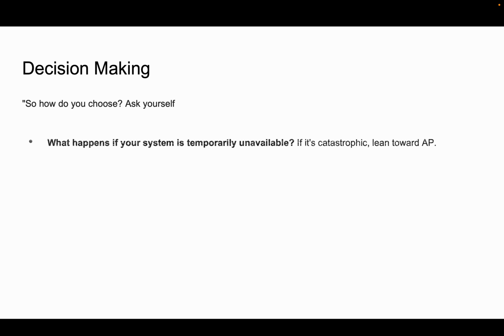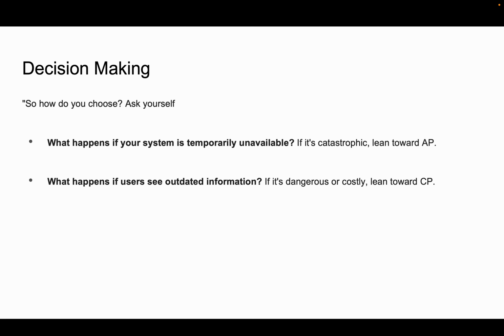So let's understand the basic questions that you need to ask yourself before designing the system. What happens if your system is temporarily unavailable? Ask yourself this: if your system is temporarily unavailable, how will that impact your business? If it is catastrophic for your business, lean towards availability. Partition tolerance will always be there, so lean towards the AP system.